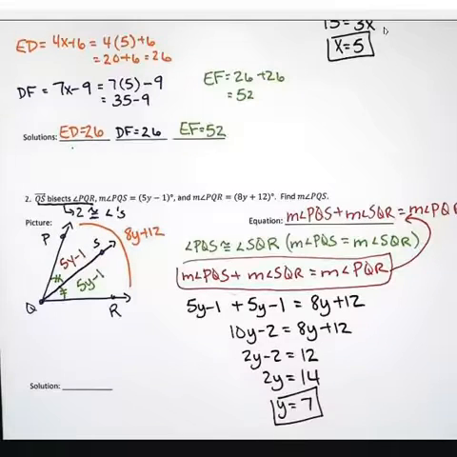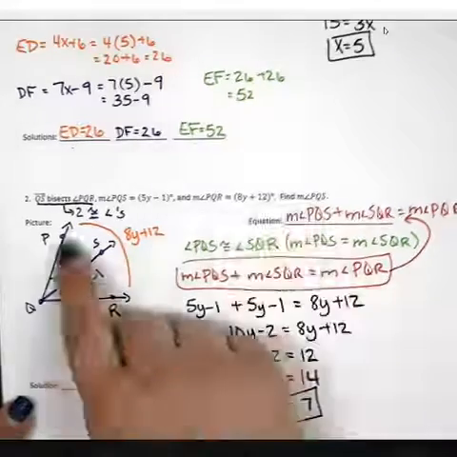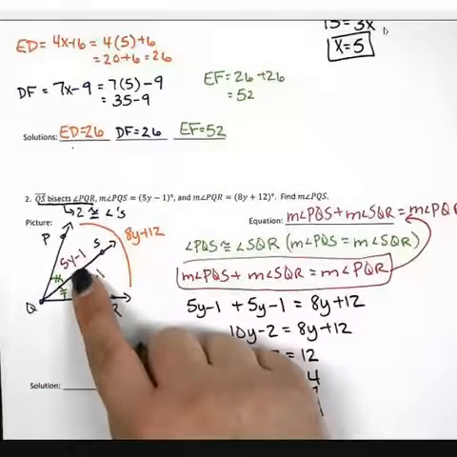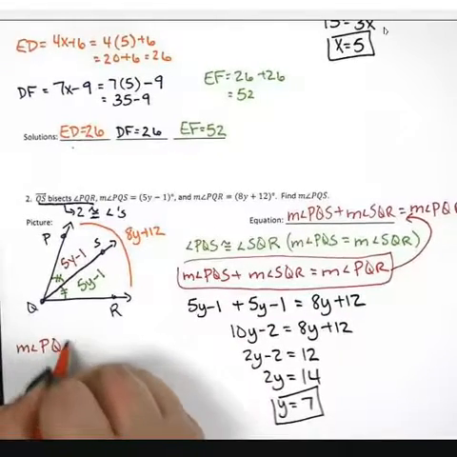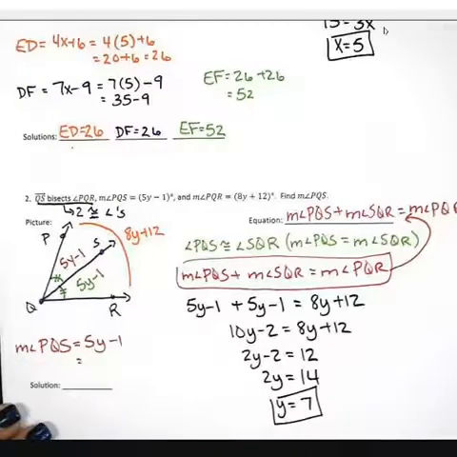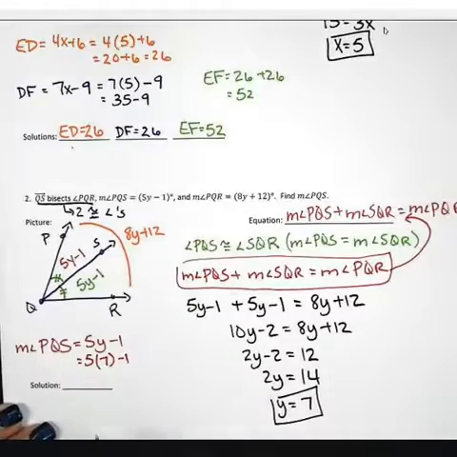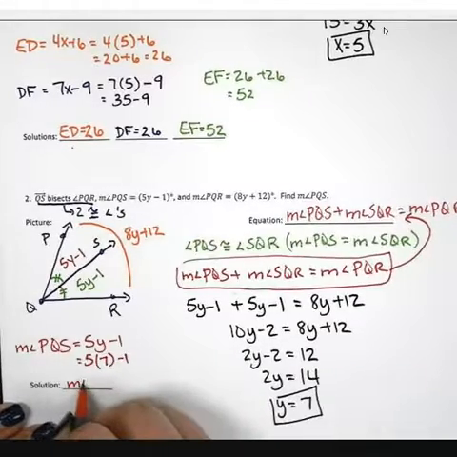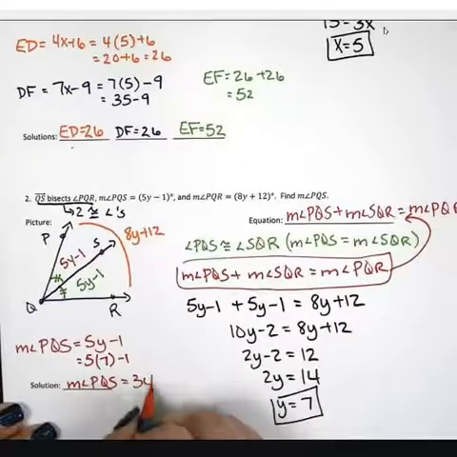Now this one didn't ask for y as the solution either. It asked for the measure of angle PQS. So PQS was that original one that we were given. The measure of angle PQS is equal to 5y minus 1. And we know that y is 7. So 5 times 7 minus 1. We get that the measure of angle PQS is equal to 34 degrees.